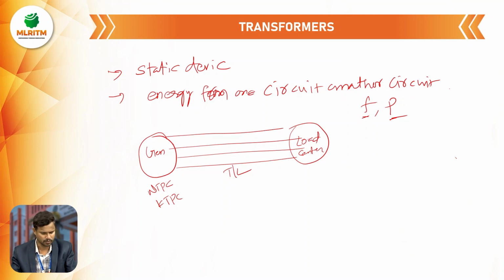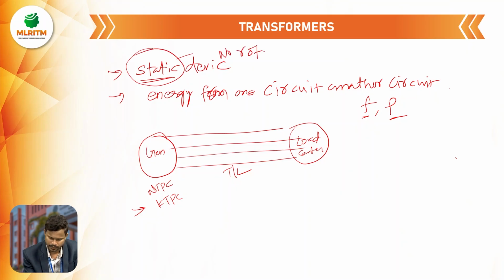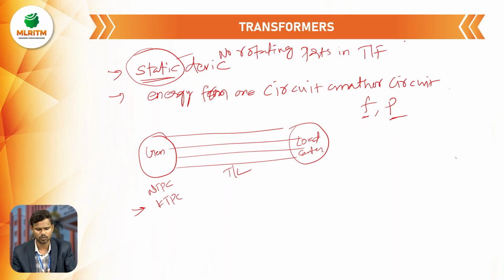Now we are going to discuss the transformer. Generally, a transformer is a static device. As I already told, a transformer is a static device. Why is it a static device? Static means there is no rotating part in the transformer. If we consider a machine consisting of a rotor, that is the rotating part, so it is a dynamic device. So the transformer is a static device.